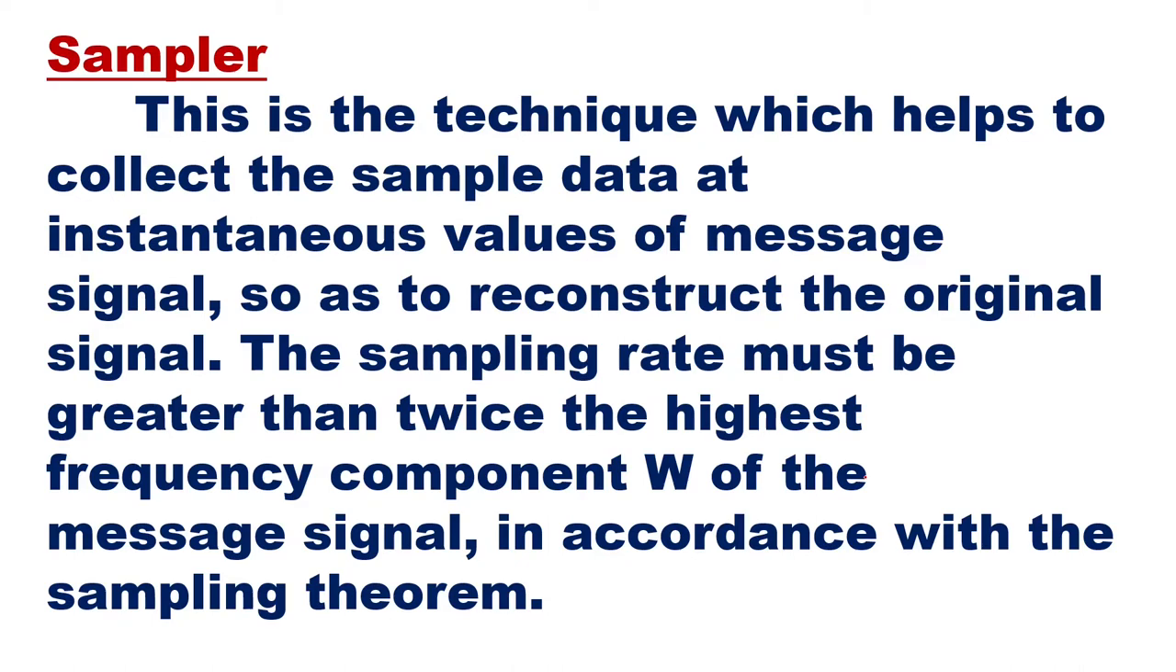Then you will have the sampler, which will take samples of the analog signal. This is the technique which helps to collect the sample data at instantaneous values of the message signal so as to reconstruct the original signal. The sampling rate must be greater than twice the highest frequency component, fm, of the message signal in accordance with the sampling theorem. So you have to follow the sampling theorem. You have to see that your sampling frequency fs is greater than or equal to twice fm, and based on that, samples should be made of your analog signal. So the analog signal will be converted into samples like this.